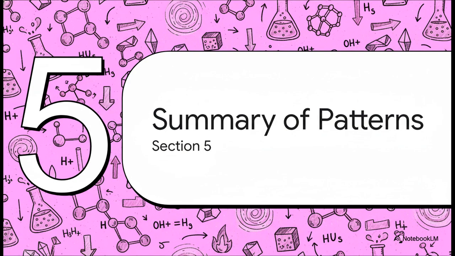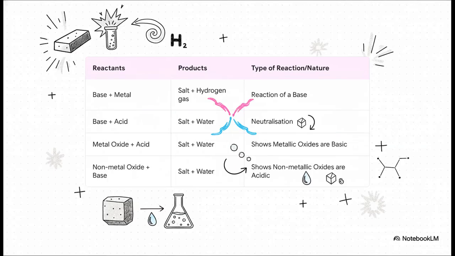Okay, students, we have learned quite a few things today. So to make it all very clear, let's quickly summarize all the reaction patterns that we have discussed. This table summarizes everything for you. First, a base reacts with a metal to give salt and hydrogen gas. Second, a base reacts with an acid in a neutralization reaction to give salt and water. Third, a metal oxide reacts with an acid to also give salt and water, which shows us that metallic oxides are basic. And finally, a non-metal oxide reacts with a base to give salt and water, showing us that non-metallic oxides are acidic. This is a very useful summary for you to revise from.